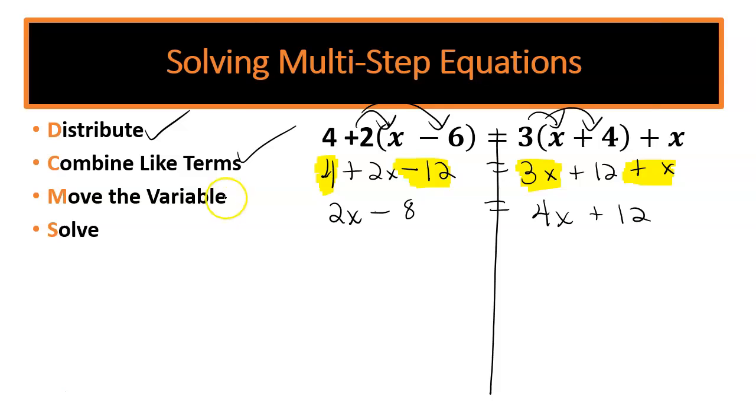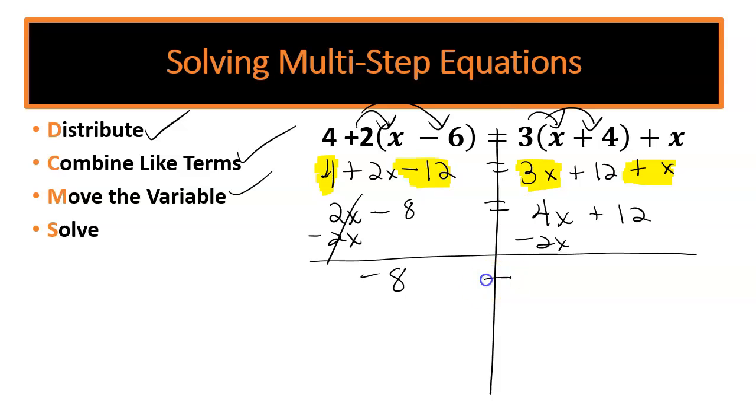Okay. Now we're to move the variable. So I can move either way, but again, I prefer to move my smaller number. So I'm going to move 2x by subtracting because it's positive, so I have to do the opposite. So 2x minus 2x makes 0. Negative 8 comes down. 4x minus 2x is 2x. And then plus 12 comes down. And now I'm ready to solve.